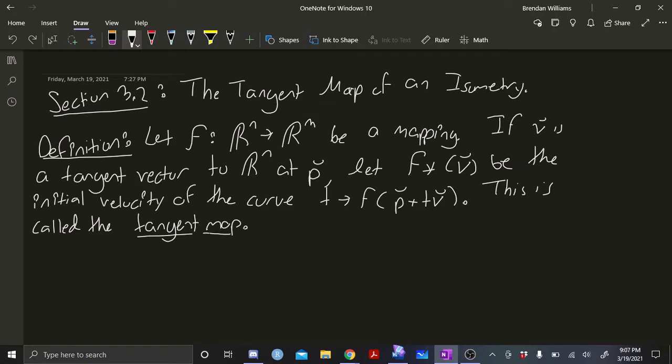But if f is an isometry of R3, this map is simplified. So this leads into the next theorem, which tells you how it can be simplified. Okay, so let f be an isometry of R3 with orthogonal part C.